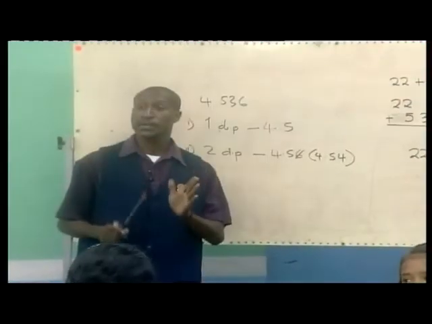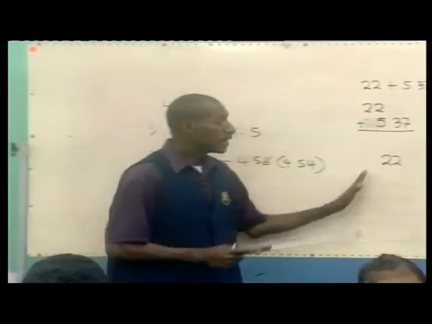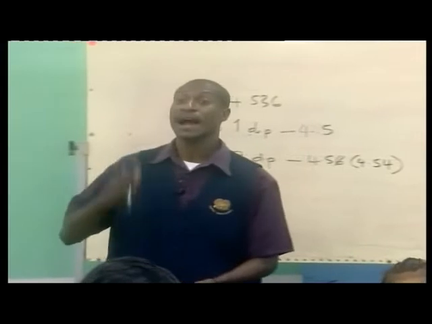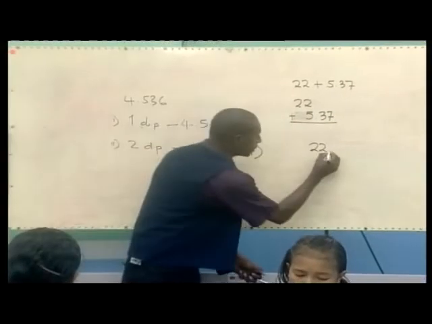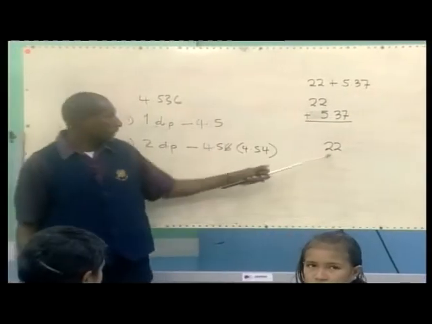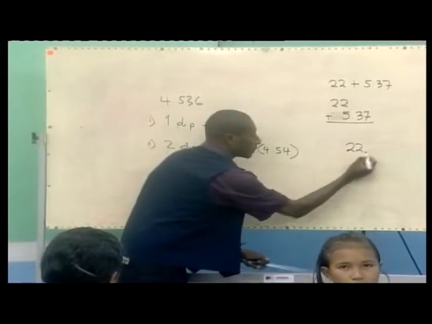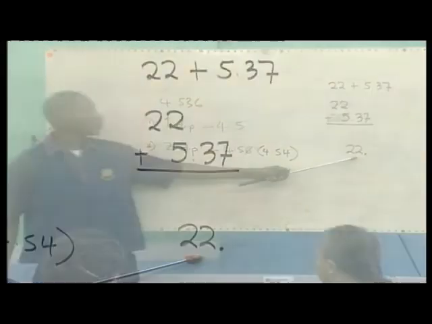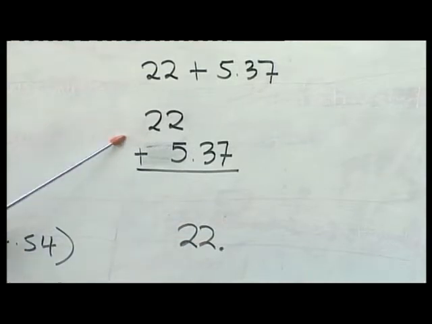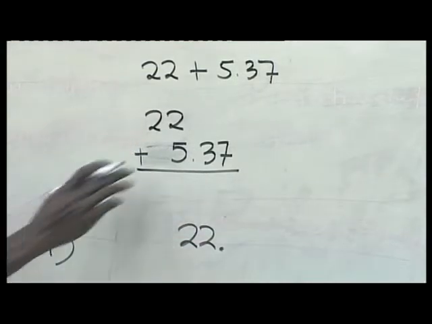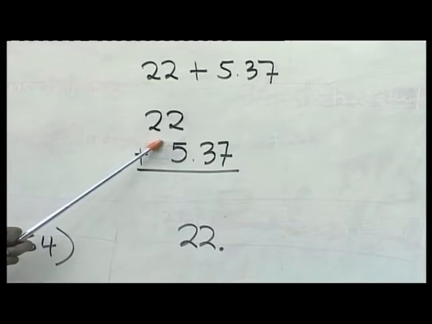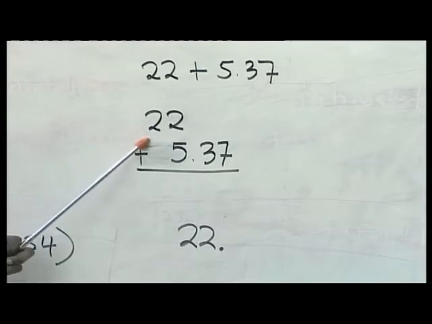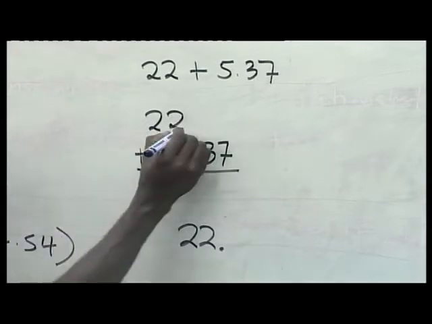Now, students, you must know that for any whole number, the decimal point is always after the number. So in this case, the decimal point is after the number, which is after 2 here. So let's go back to our problem. Because we are adding a whole number plus a decimal number, we have to make this whole number a decimal number. So because Imelda has said that the decimal point is after the number, we place the decimal point here.